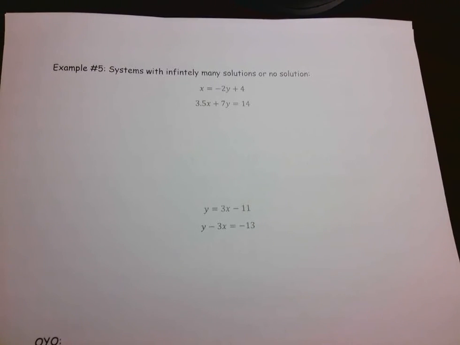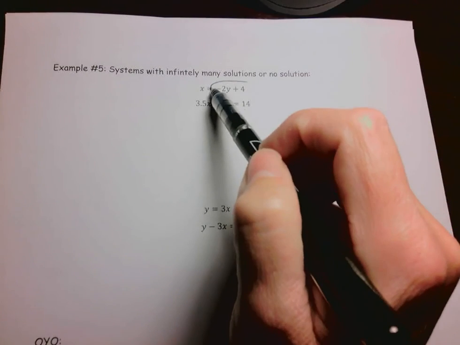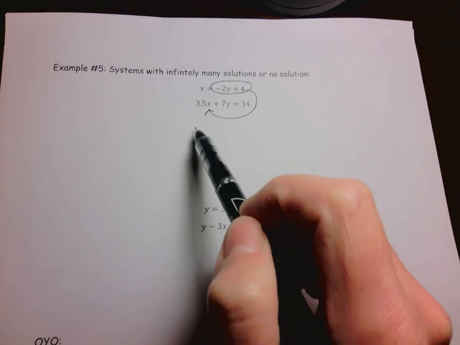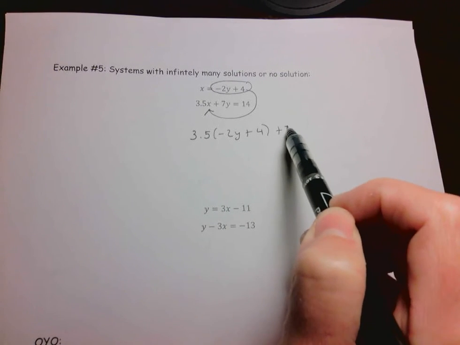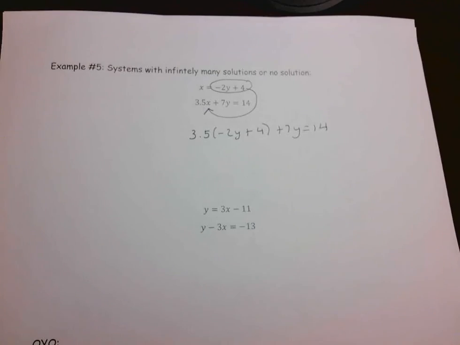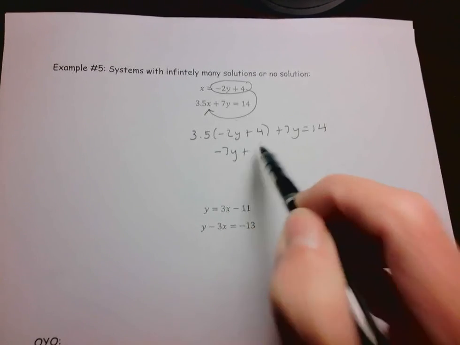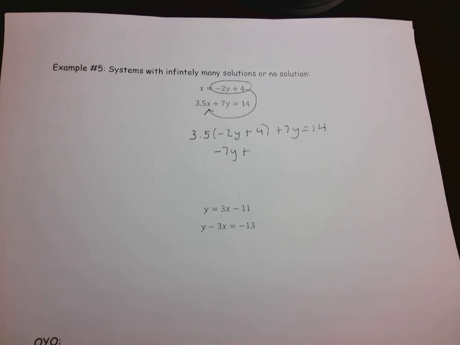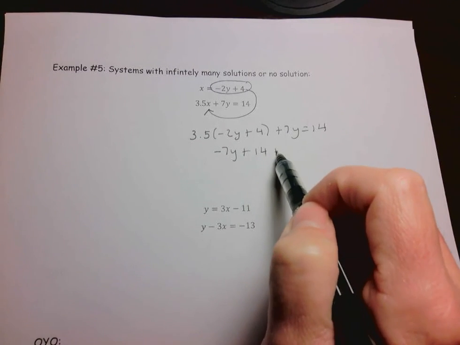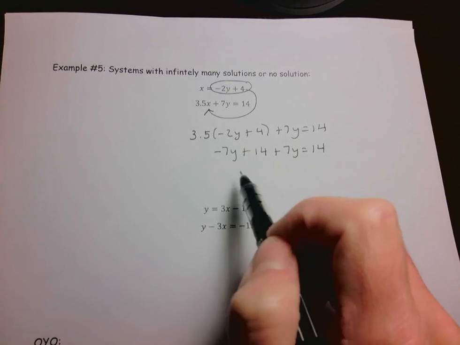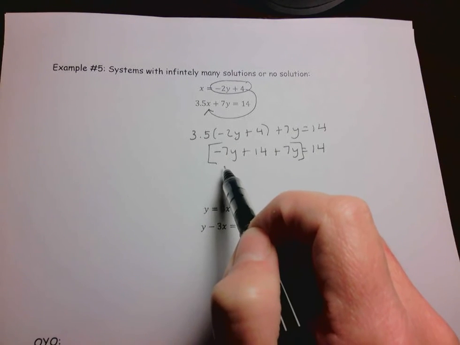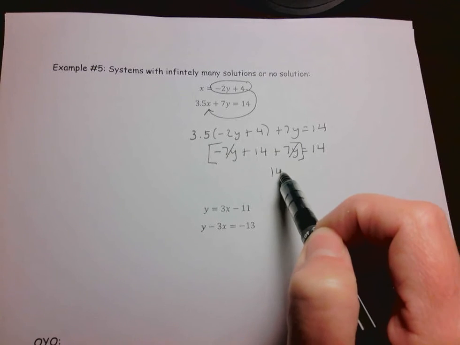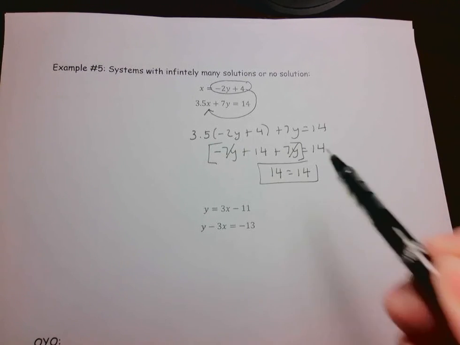Okay, and finally, systems with infinitely many solutions or no solution. All right, so let me go ahead and solve using substitution. I'm going to plug that in for x. Okay, so remember I want to combine everything that's on the same side of the equality symbol first. So negative 7y and 7y cancel out, and what am I left with? I'm left with 14 equals 14.